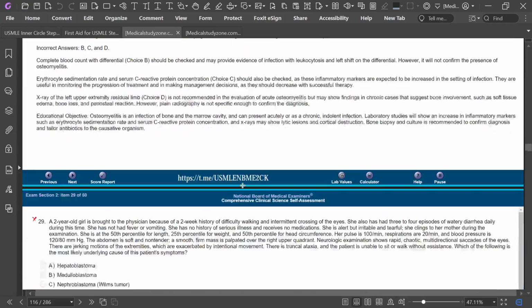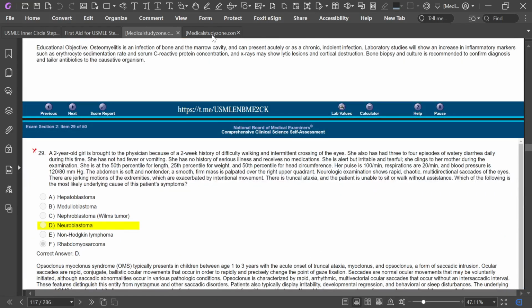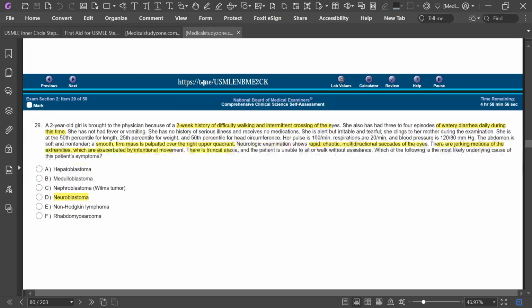A 2-year-old girl is brought to the physician because of a 2-week history of difficulty walking and intermittent crossing of the eyes. She also has had 3 to 4 episodes of watery diarrhea during this time. She has no fever or vomiting. She has no history of serious illness and takes no medication.